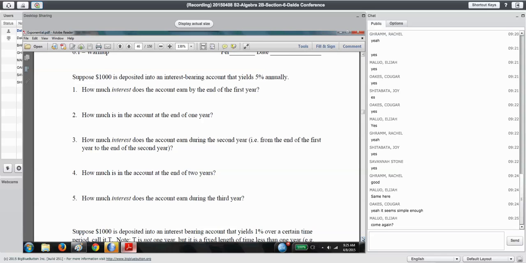I'm asking question one from this. Do you know how much interest this thing gets after the first year? Here's the first question. Do you guys know how to turn the percent into a decimal? 5% turned into a decimal. Do you know how to do that?